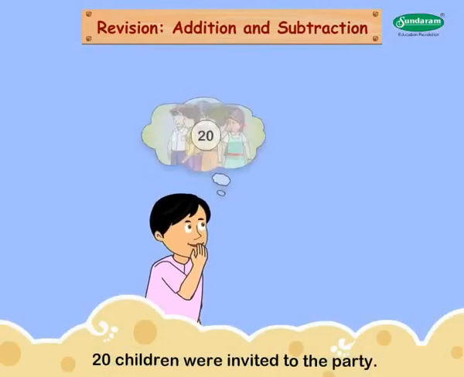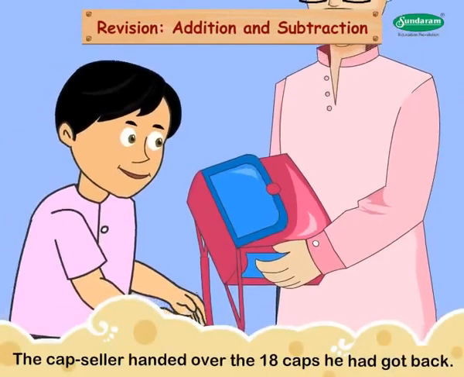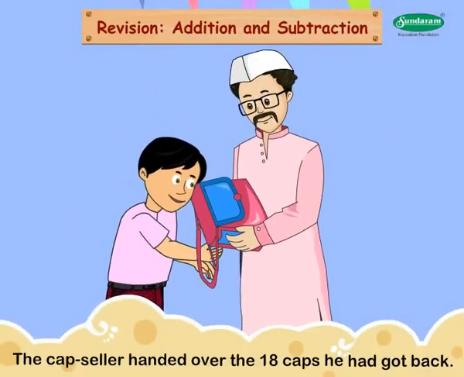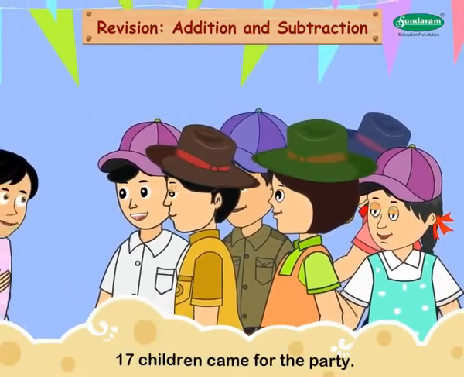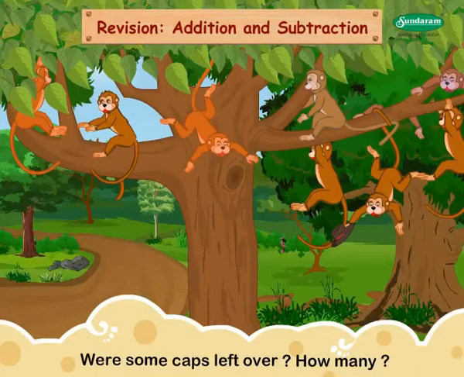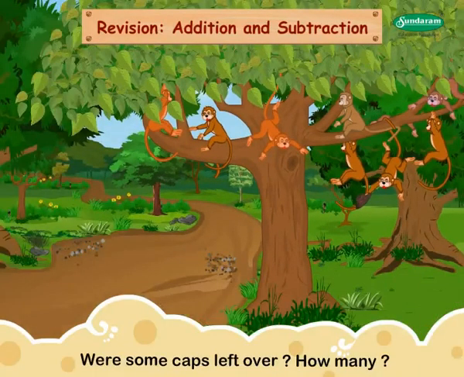20 children were invited to the party. The cap seller handed over the 18 caps he had got back. 17 children came for the party. Did every child get a cap? Were some caps left over? How many?